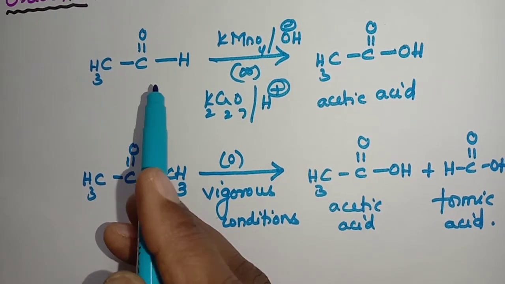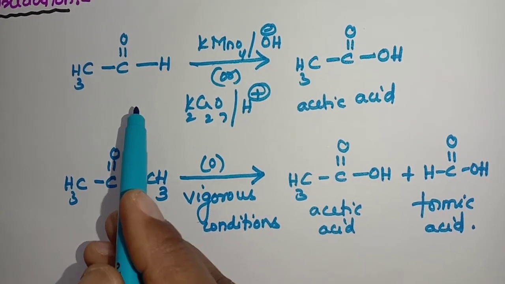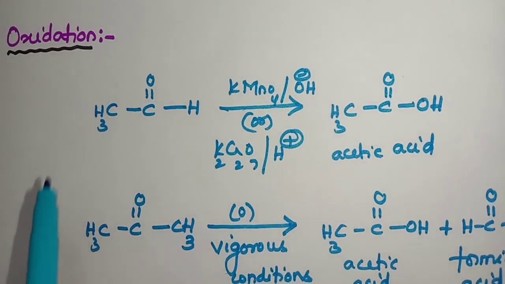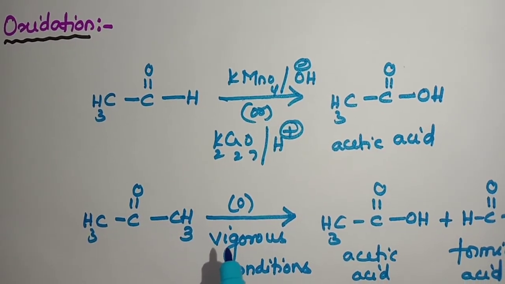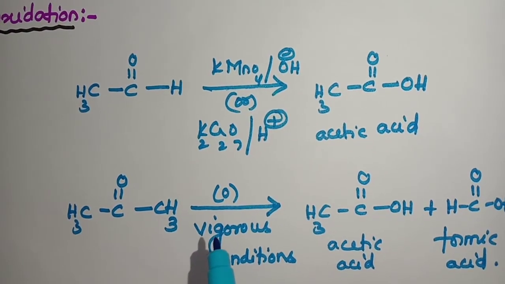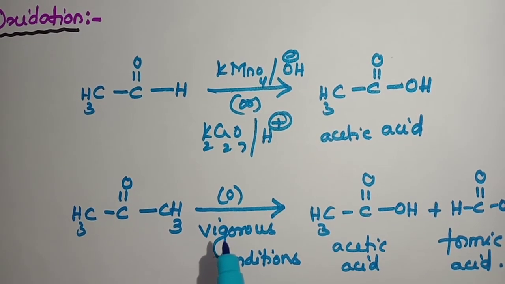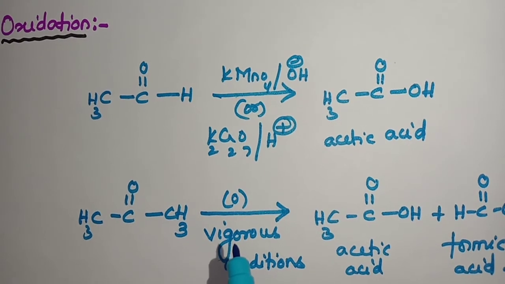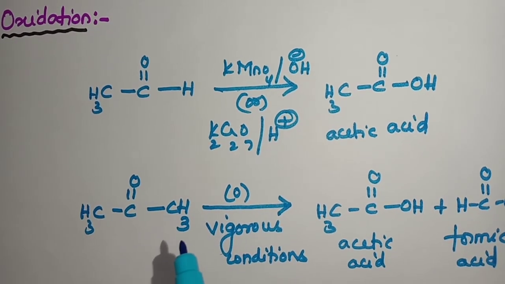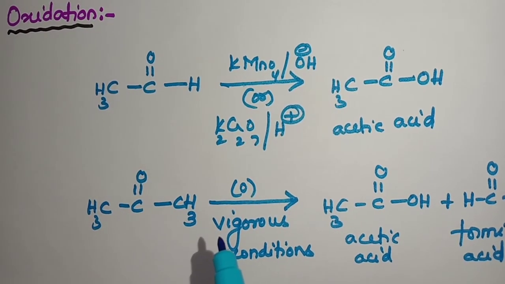Okay. So in this video we have discussed 4 chemical reactions of aldehydes and ketones. First one is reaction with HCN. Second one addition with NaHSO3. Third one reaction with RMgX. Fourth one is oxidation. Okay.